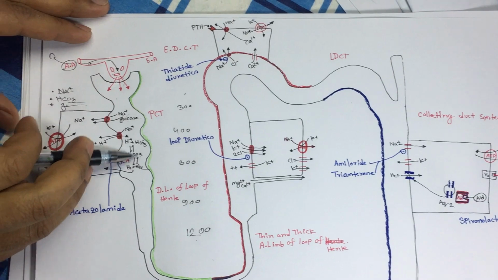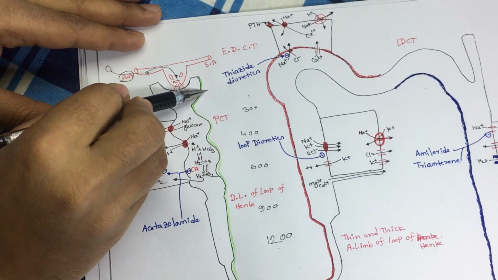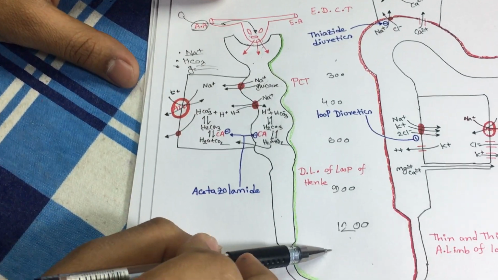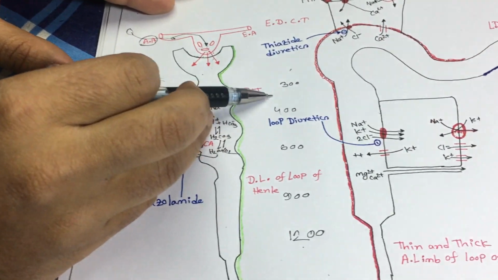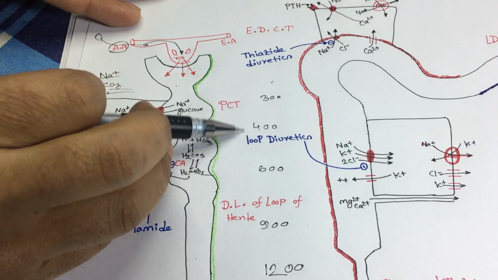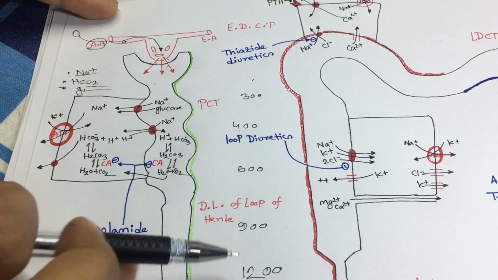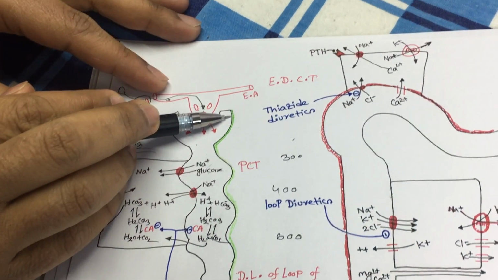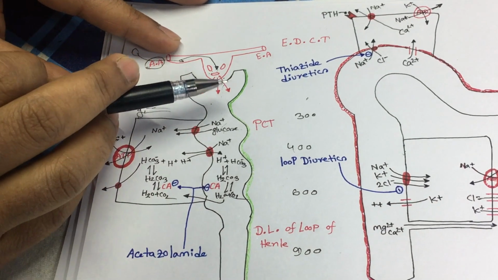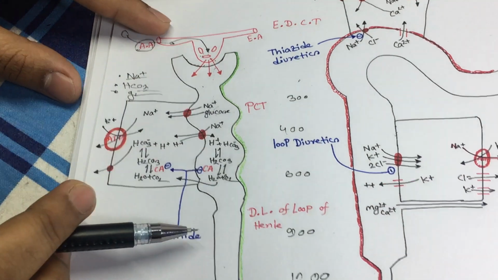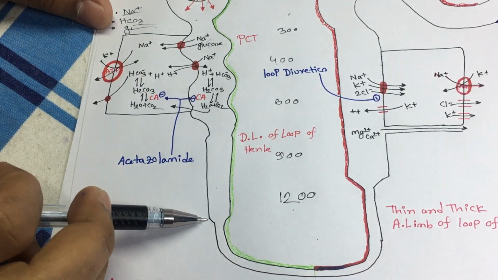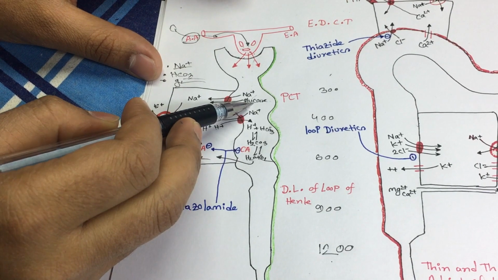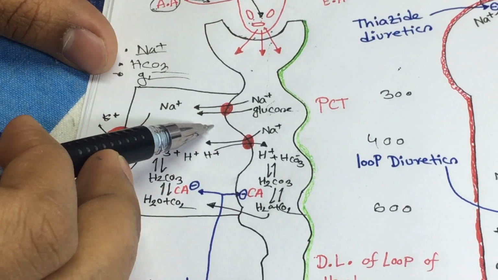This upper area is the cortex, and this is the medulla. From the cortex to the medulla, the osmolarity progressively increases, from 300, 400, 600, 900 and 1200. This green area, the proximal convoluted tubule and the descending limb of the loop of Henle, is very permeable to water. Whenever you are reabsorbing the ion, the water will follow.